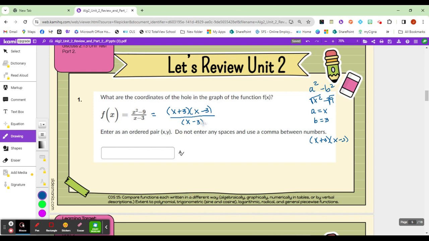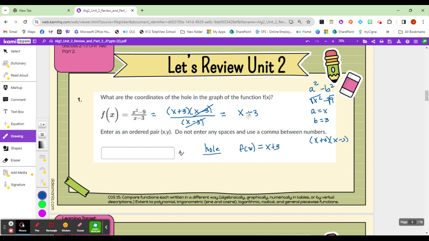Holes are going to occur in your graph anytime something in the top cancels with something in the bottom. So that means there's a hole. I can go ahead and jump down here. Let's simplify this out. This is going to simplify to x plus 3. So now my function is just x plus 3.